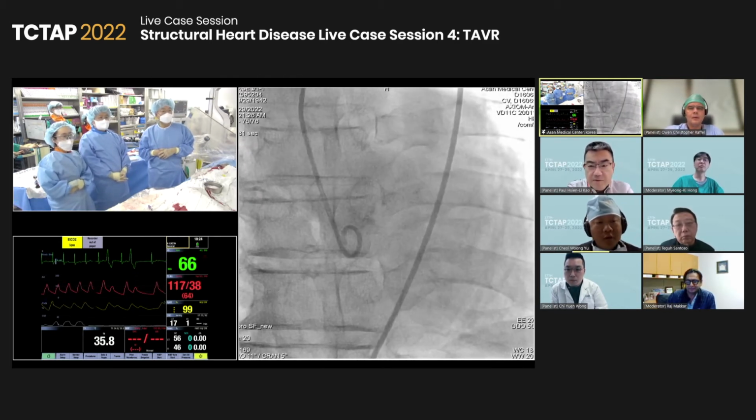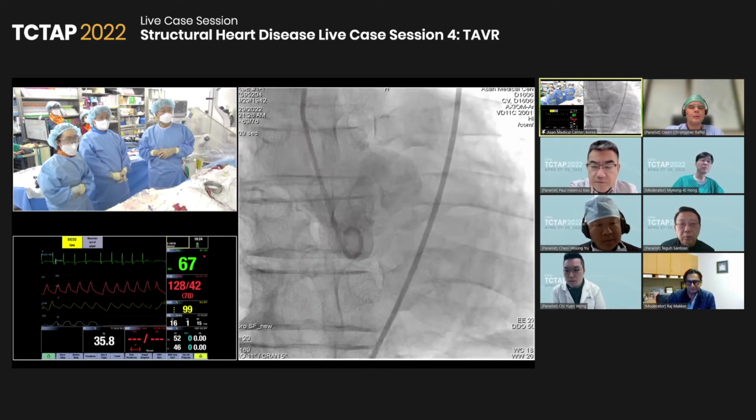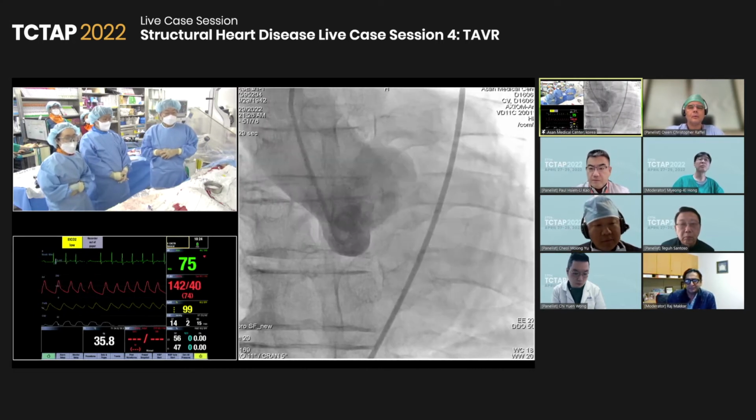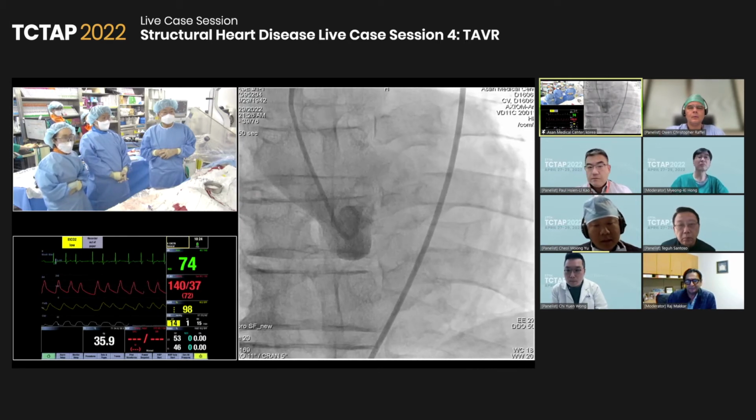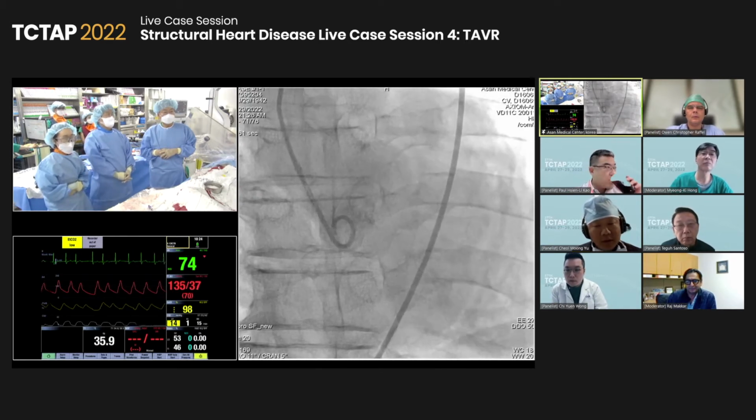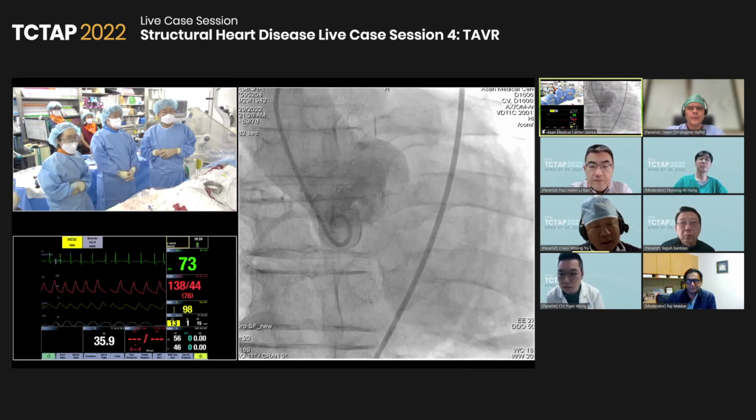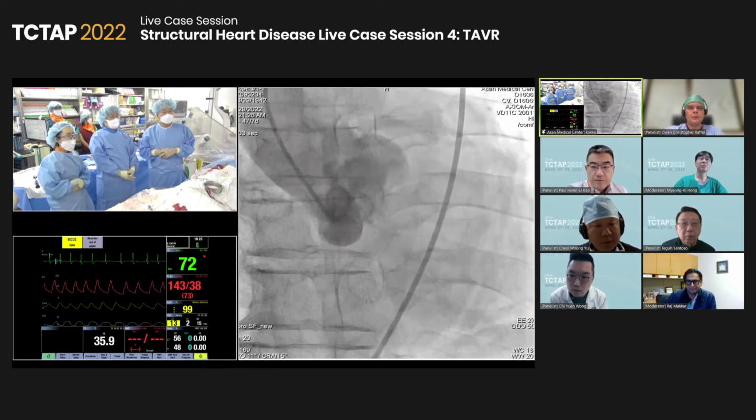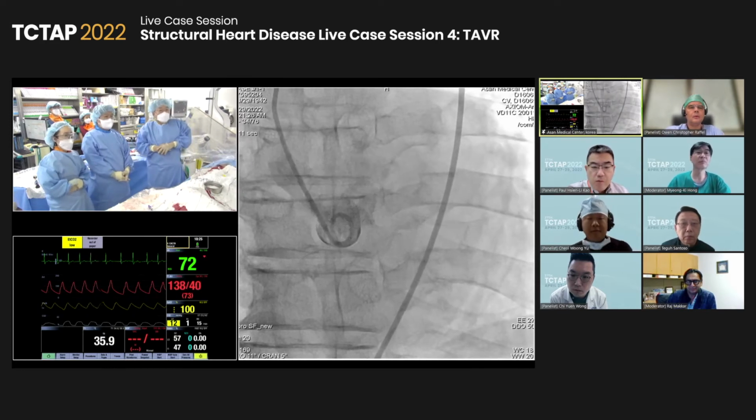When it comes to oversizing index, you selected the 29 millimeter SAPIEN 3 valve, and at the nominal pressure, the oversizing index is 7.5%. I think the calcium is limited between the two leaflets. So I think that 10 or 15% oversizing index is optimal for this valve. What do you think about that? Dr. Raphael, what do you think?